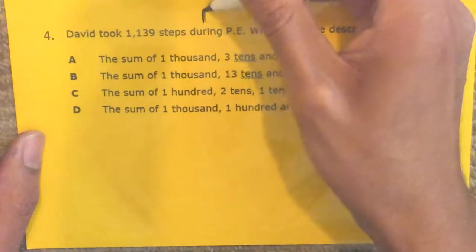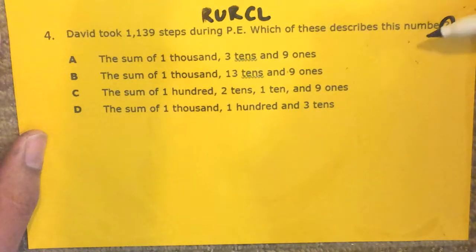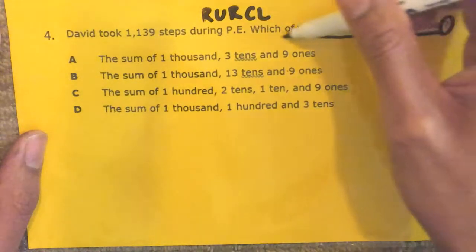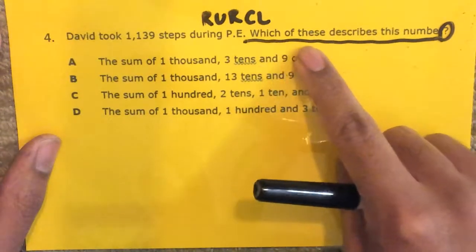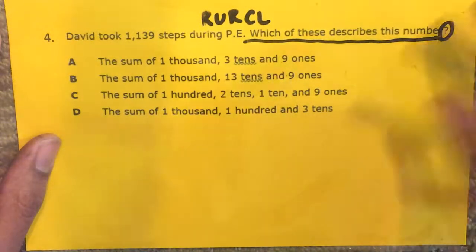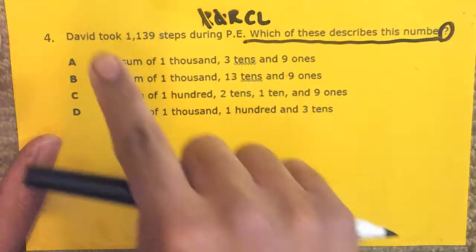Let's start with, are you reading closely and looking? Let's circle the question mark and go all the way back to the beginning of the sentence. Put your finger on which. It says, which of these describes this number? Let's cross out the R and the U, and now let's read our details.